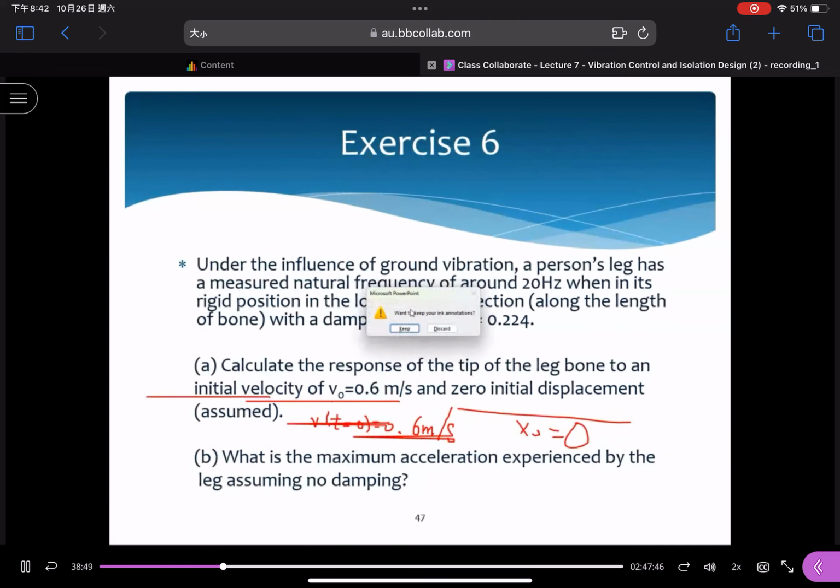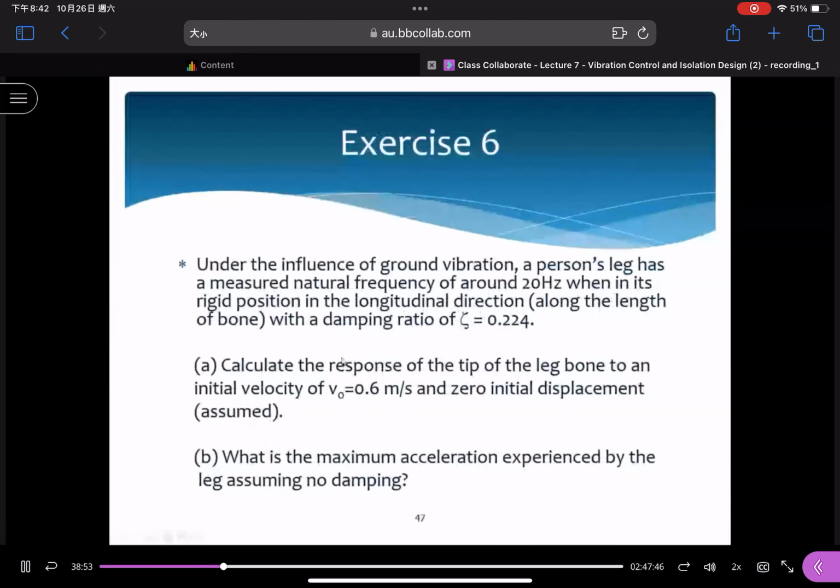Okay, let me remove this one. This is the first question. For the second question: what is the maximum acceleration experienced by the unit assuming no damping? The second one is different from the first one, because in the first one we need to consider the damping effects, but in the second one we assume there are no damping effects and find out the maximum acceleration. Okay, let us move on to the first one.